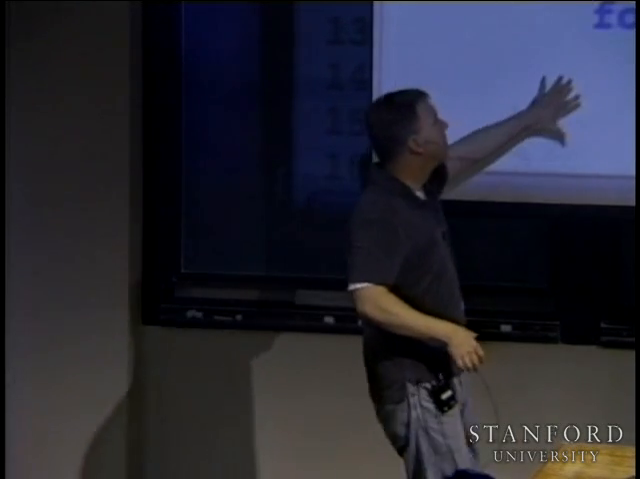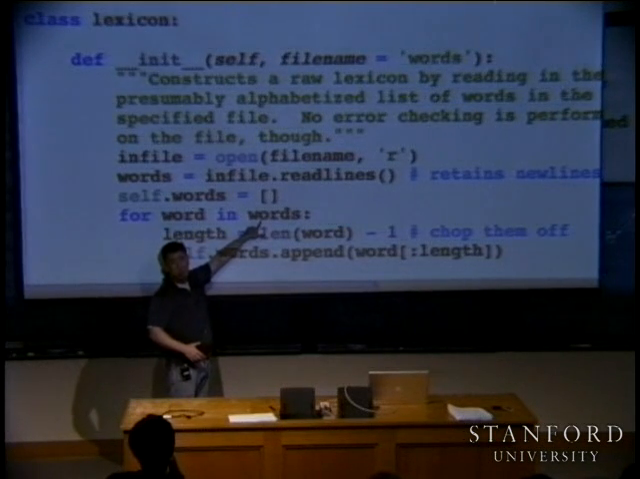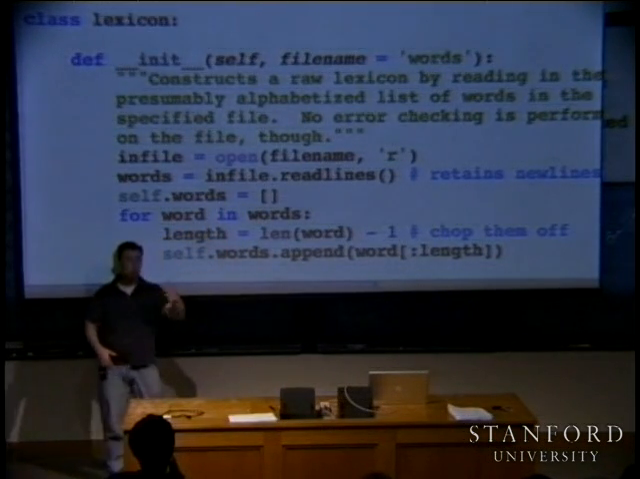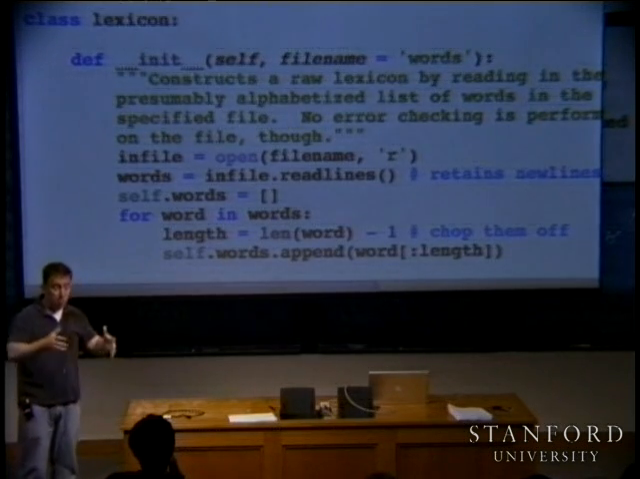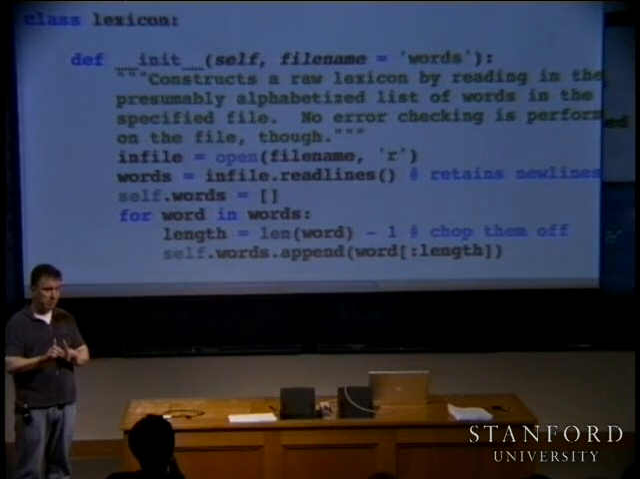Okay, and then I just do brute force for looping. This is what's called an iterable. It's actually an array. That's why I synthesized this right here. Okay, and it just goes through and takes whatever words are in that words array, truncates off the backslash n, and puts it in the words array that's embedded inside the lexicon. Okay, does that make sense to people?